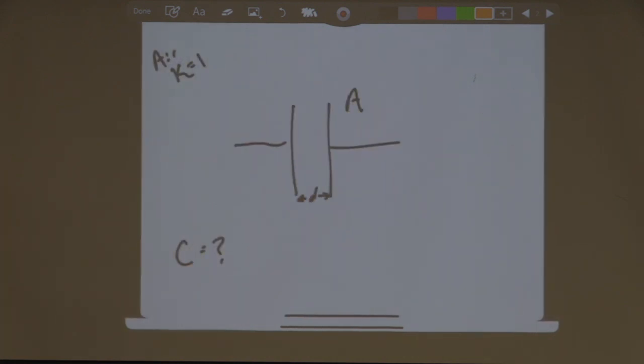All right, let's say I gave you this information. I give you the area of a plate of a capacitor, I give you the distance between them, and I tell you that there's air in between them. You know that the dielectric constant for air is 1. How would you go about finding the capacitance of this capacitor?